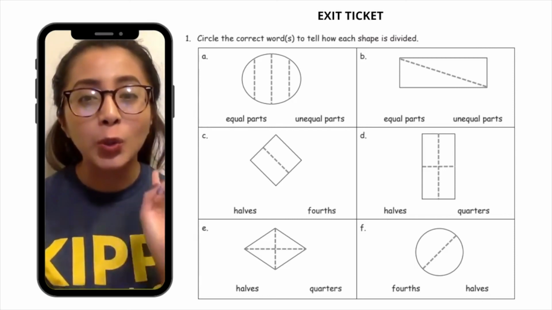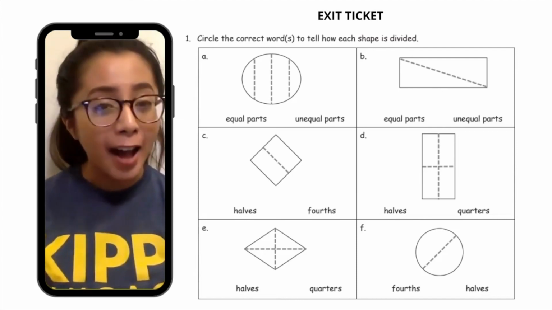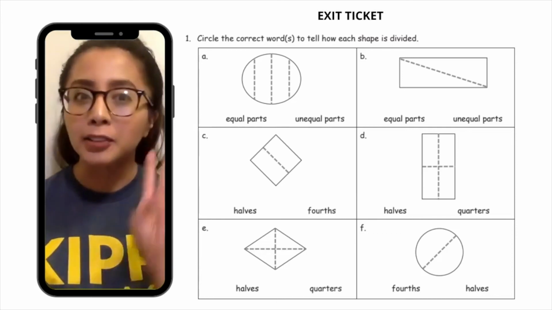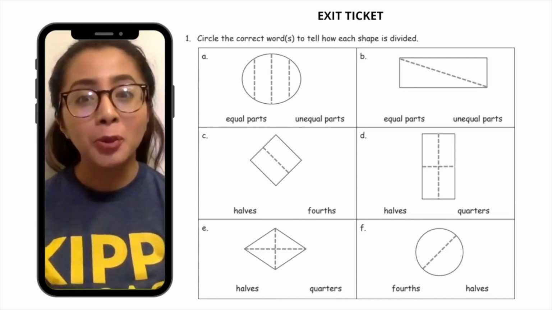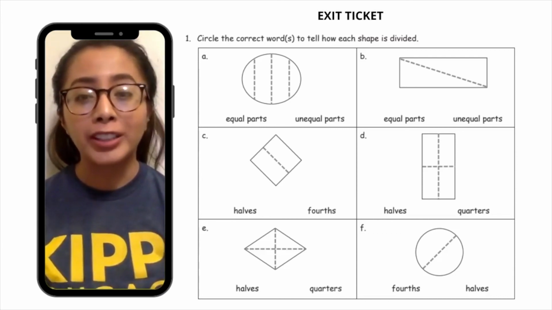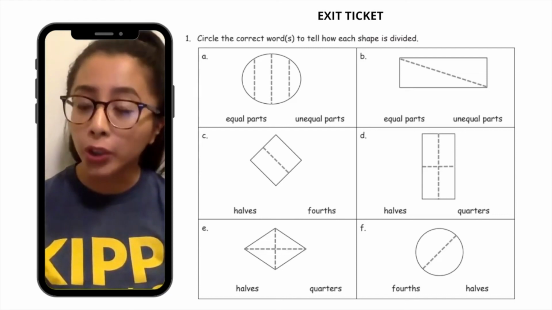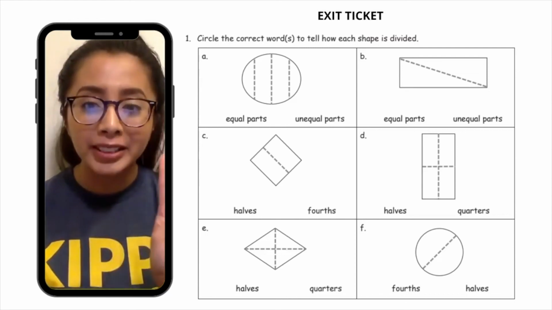It has two pieces. Now letter D, is this halves or quarters? Looking at letter D, it has four parts, so it is quarters. And that's what we would circle. Moving on to letter E. Is this shape divided into halves or quarters? Into quarters because it has four pieces.